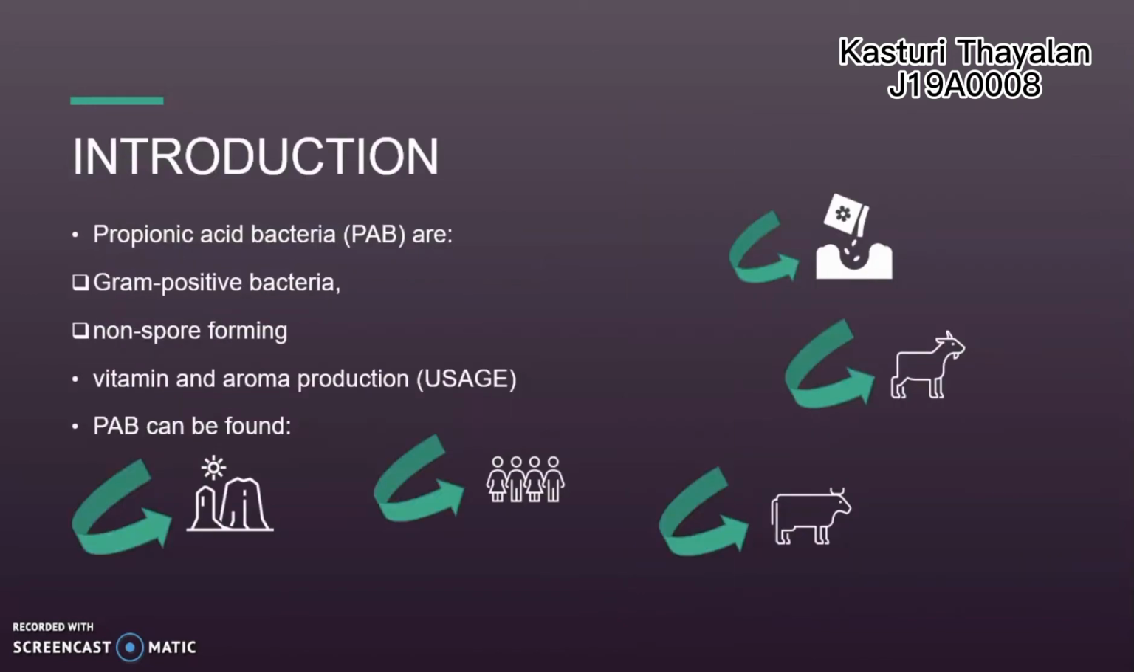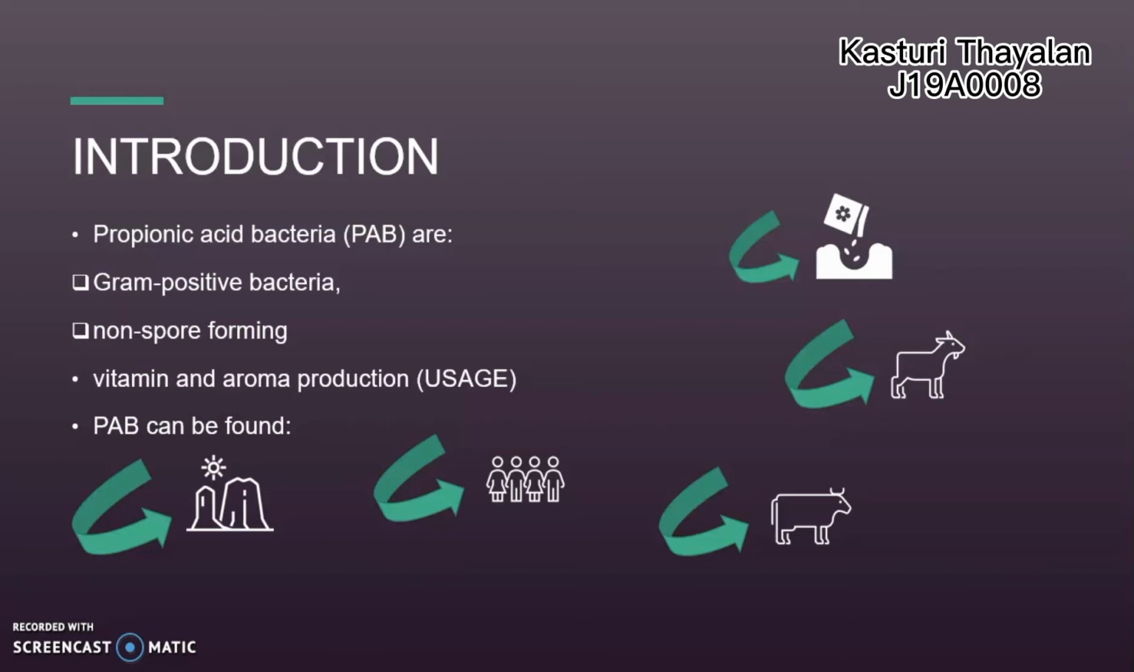Okay, let me start with our introduction. Let me introduce what propionic acid bacteria are. Propionic acid bacteria are combined into the family of Propionibacteriaceae, genus Propionibacterium. Propionibacteria genus are divided into 2 main groups based on their habitat, which are classical and skin. The skin group is also known as cutaneous.